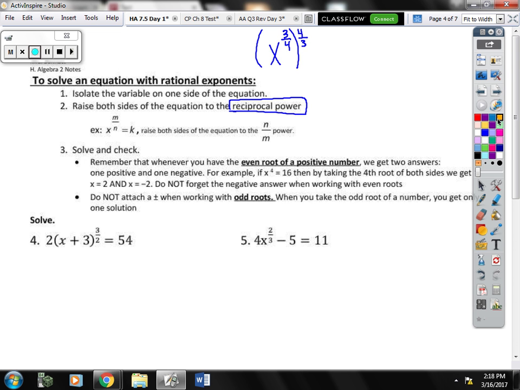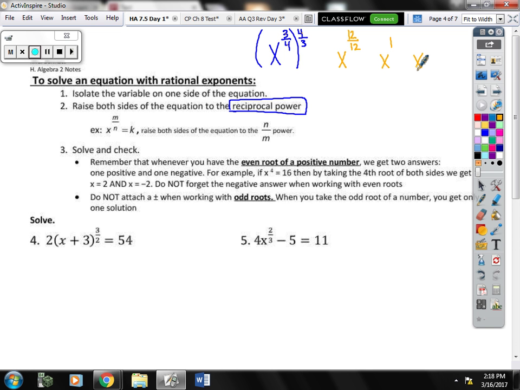The reason this works is that when we raise a power to a power, we multiply, right? So you get 3 times 4, which is 12, and 4 times 3, which is 12, and 12 over 12 equals 1, so x to the first is just x. So when we're doing these equations, the only thing different is that we raise both sides to the reciprocal power, and then we simplify.